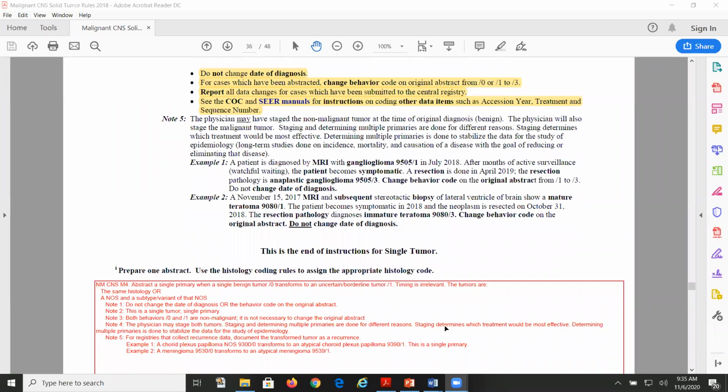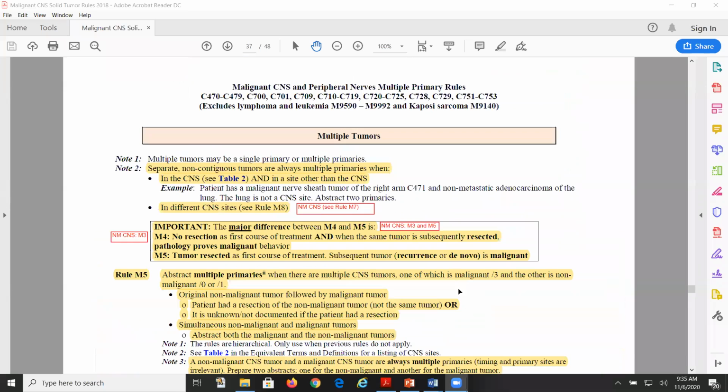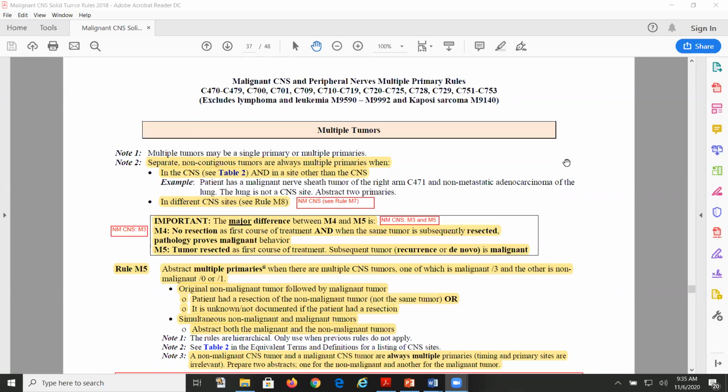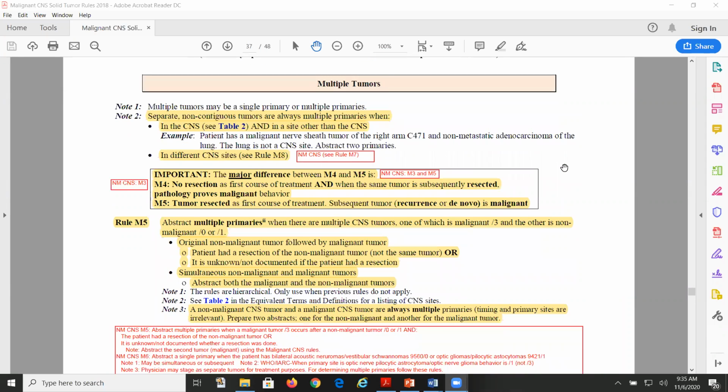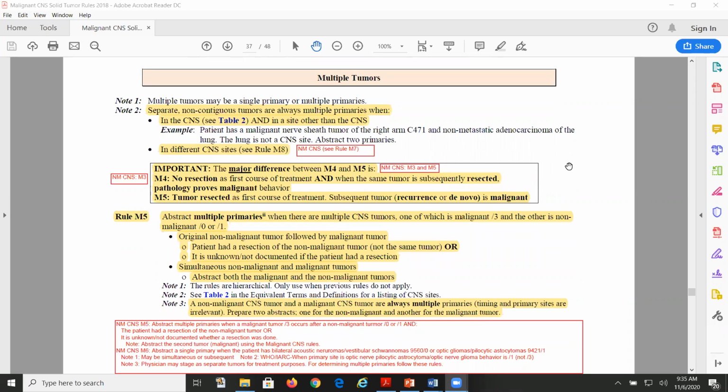So moving on to the multiple tumor rules, separate non-contiguous tumors are always multiple primaries when in the central nervous system and in a site other than the central nervous system, and in different central nervous system sites. You will see that with Rule 8.